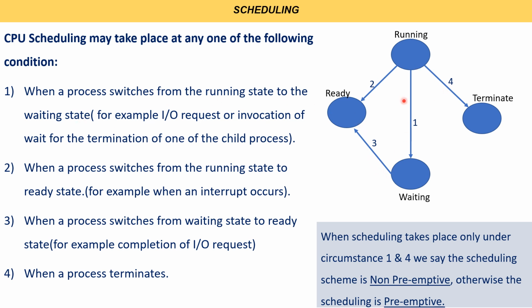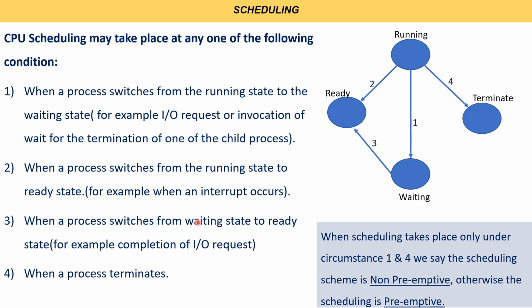For example, one transition changes the process from running to waiting, such as an I/O request, or the application waiting for the termination of a child process. Another transition changes the process state from running to ready. This happens when an interrupt occurs, and the process is shifted to the ready state.